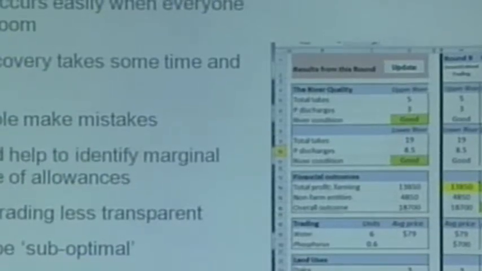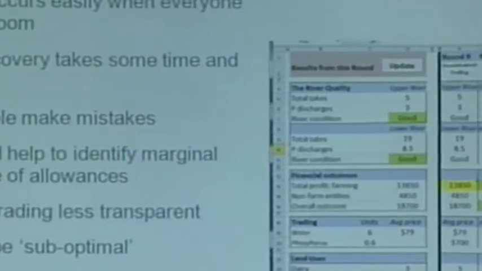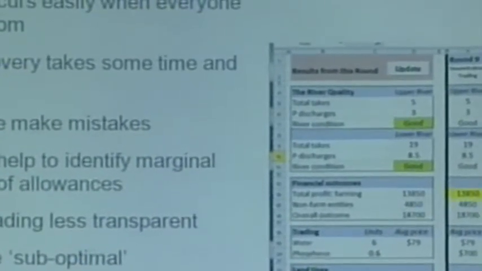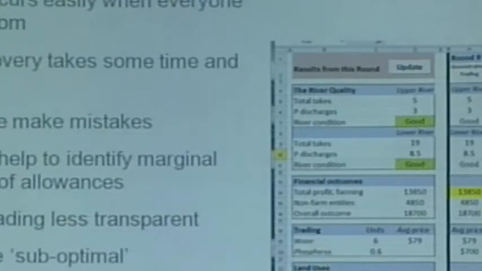It's not obvious to everyone what a unit of water or what a unit of phosphorus discharge is worth. People make mistakes. They trade things at the wrong price. They realize they could have got a lot more. They realize they paid too much. And they need advice to get a handle on these new concepts of dollars per nutrient, as was discussed earlier.